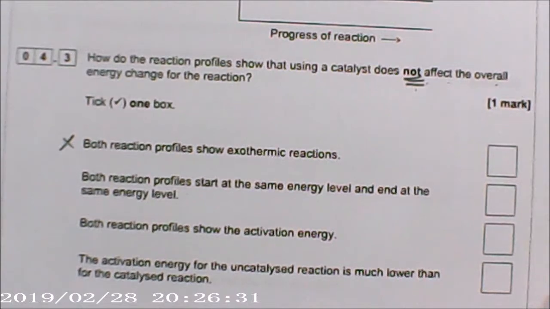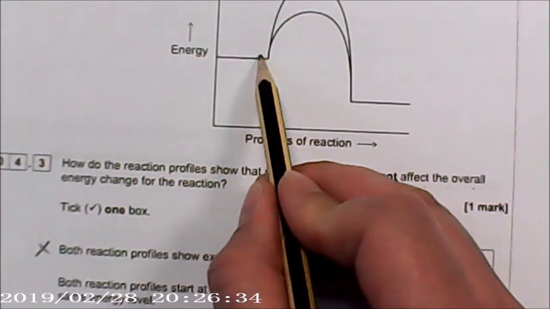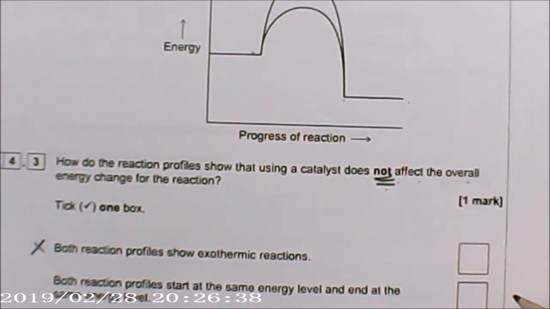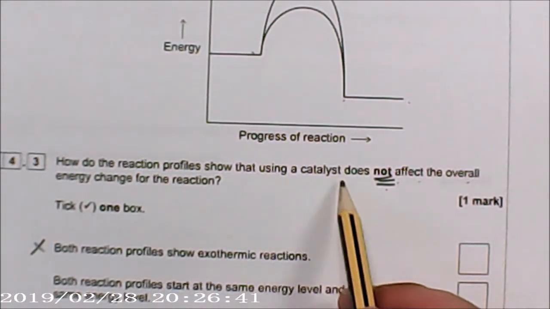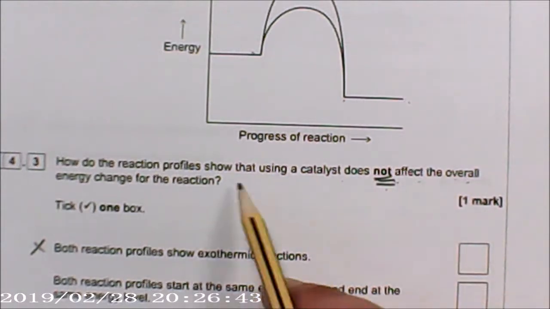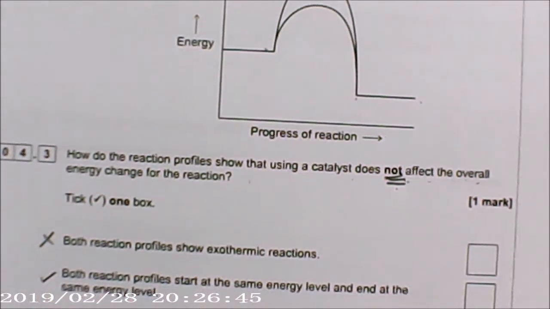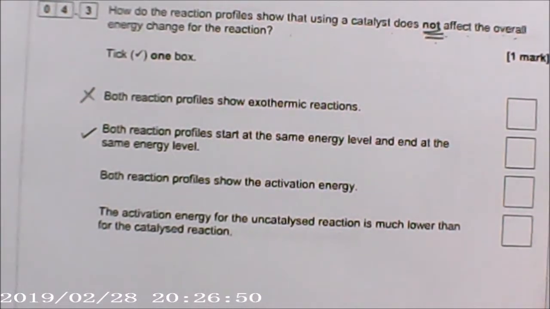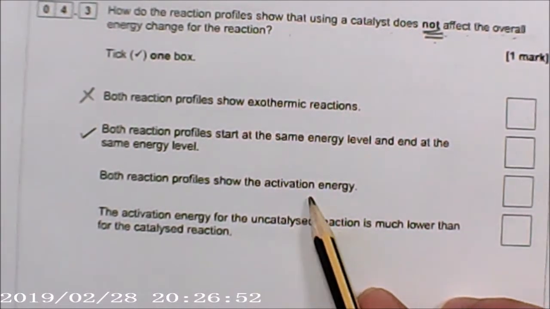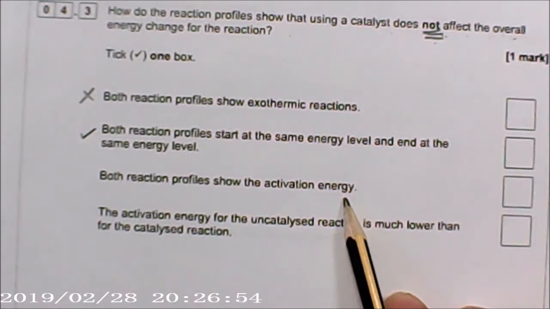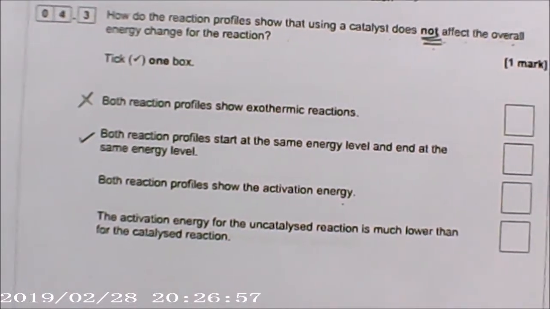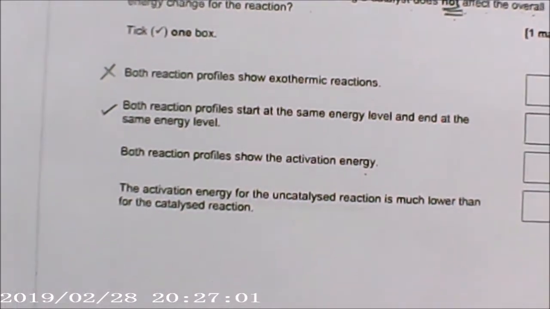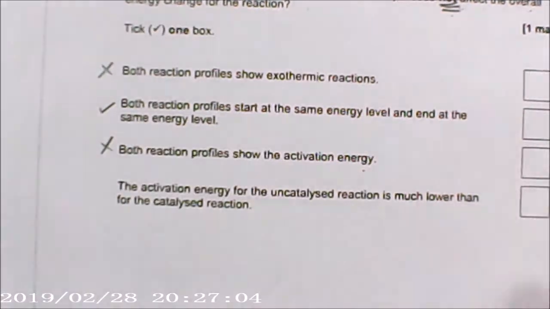Both reaction profiles start at the same energy level, and at the end they're also at the same energy level. So does that show us that using a catalyst does not affect the overall energy change? It does. We'll keep going though, just so that we can make sure that we're right. So both reaction profiles show the activation energy. That is technically correct, but that doesn't tell us that the catalyst doesn't affect the overall energy change. So it's not going to be that one.